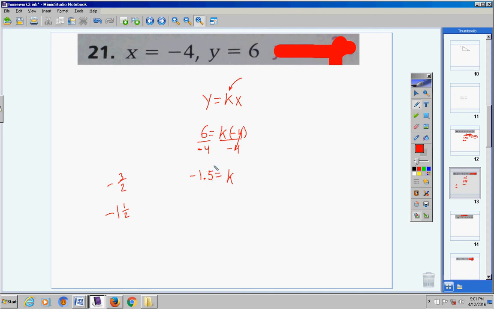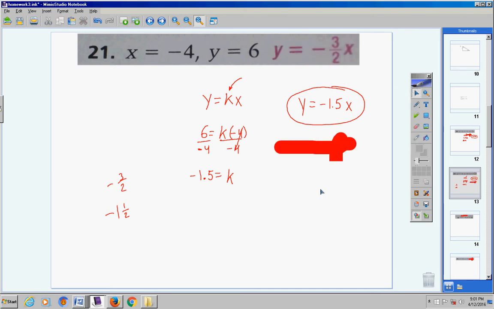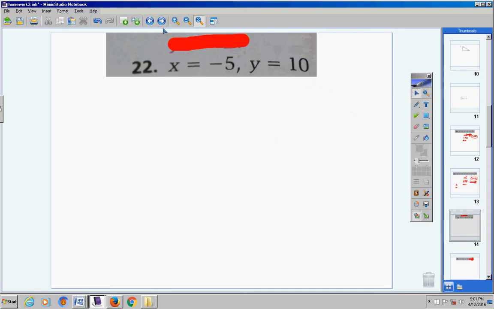We're going to pick this number up and put it in for k right here. So our answer would be y equals -1.5x. And there is our answer. Okay, moving on to 22. The directions say to write a direct variation equation. So because it's direct variation, here's the model we'll use.